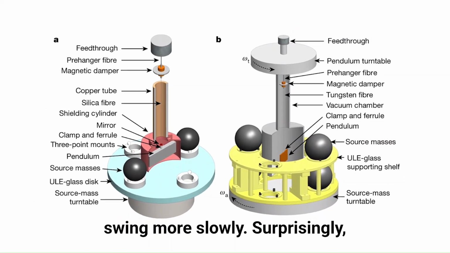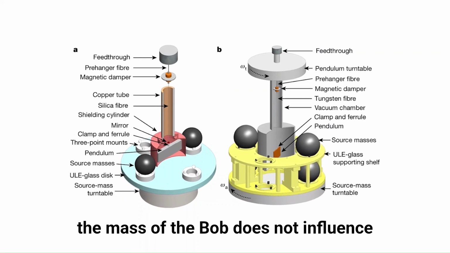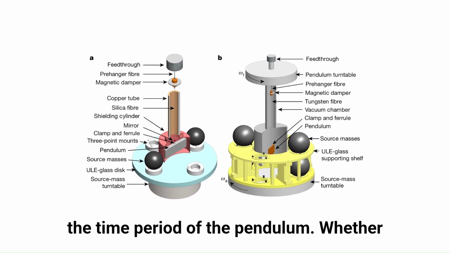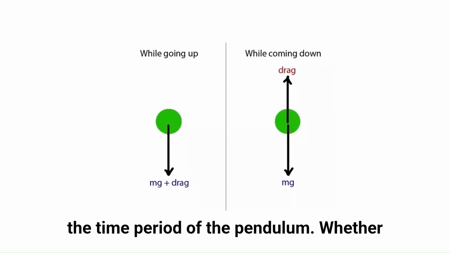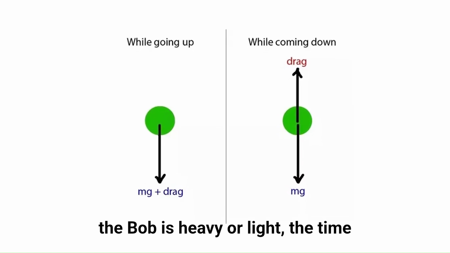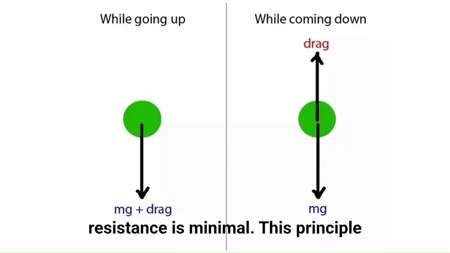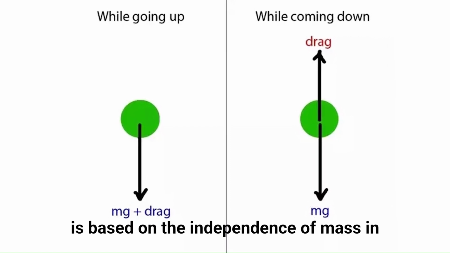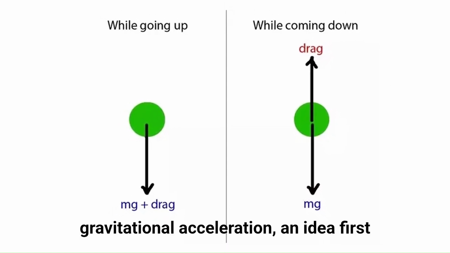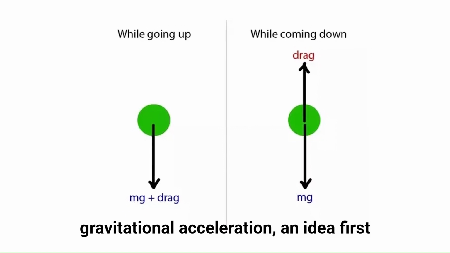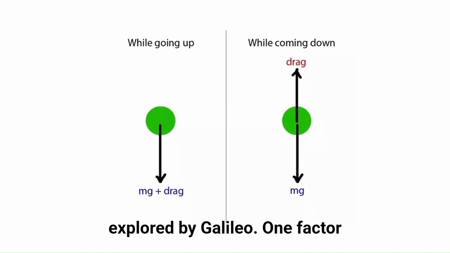Surprisingly, the mass of the bob does not influence the time period of the pendulum. Whether the bob is heavy or light, the time period remains unchanged, as long as air resistance is minimal. This principle is based on the independence of mass in gravitational acceleration, an idea first explored by Galileo.